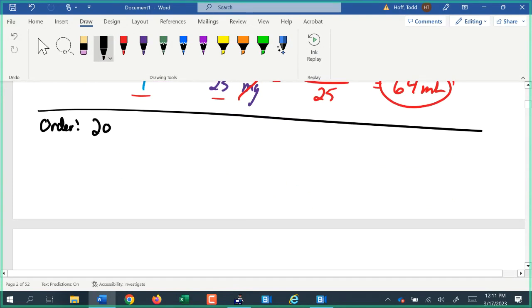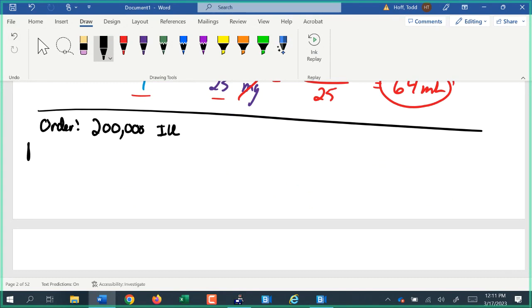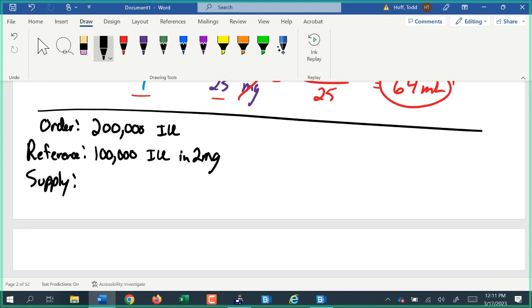where the order was for 200,000 international units. When we looked up in our reference, we found that 100,000 international units was found in just 2 milligrams of medication. Then we look up in our supply, the label says 8 milligrams in 5 milliliters. So now both of these become equivalencies.